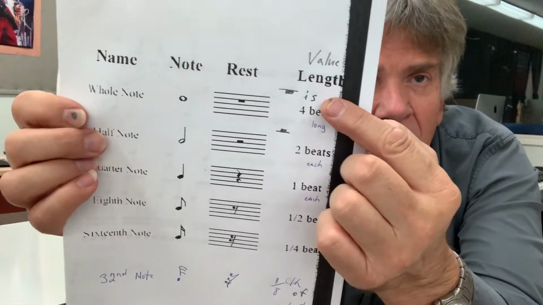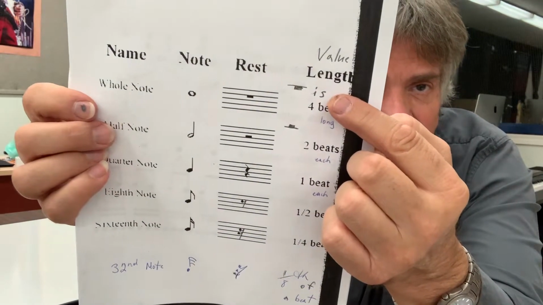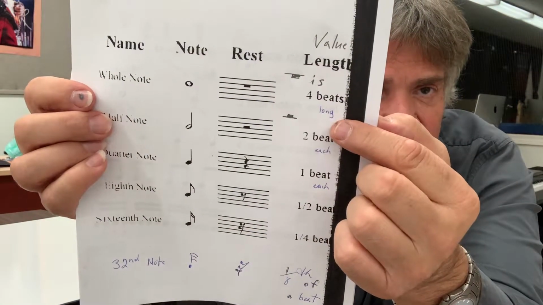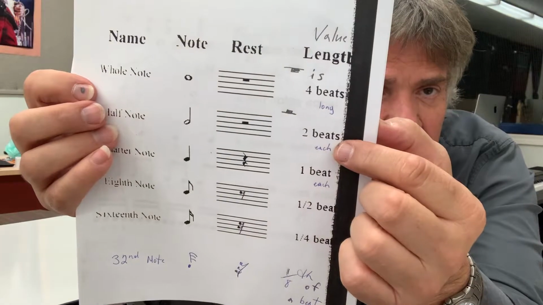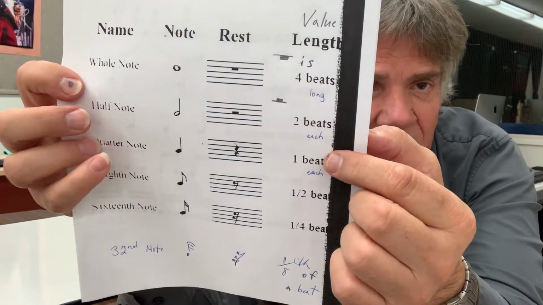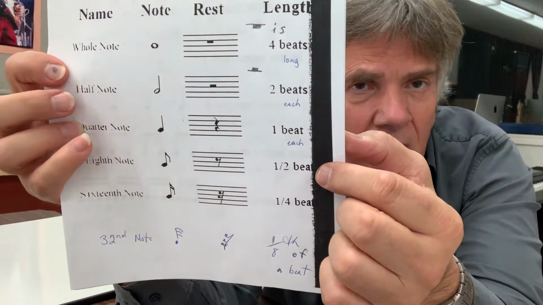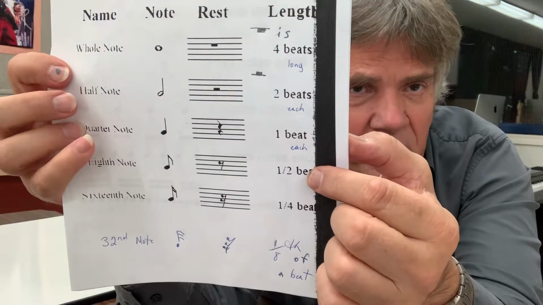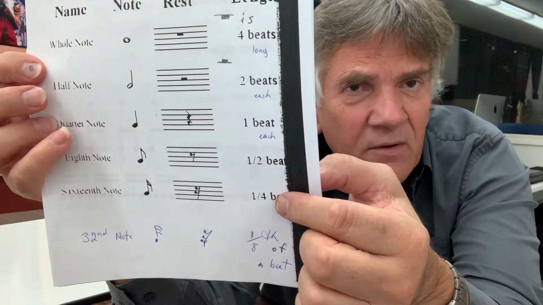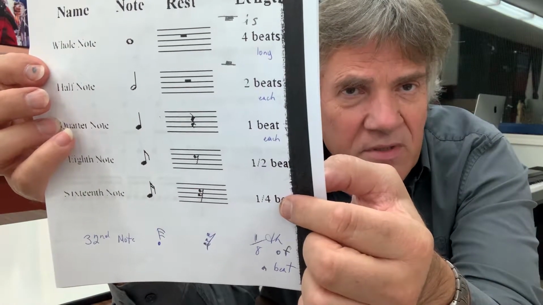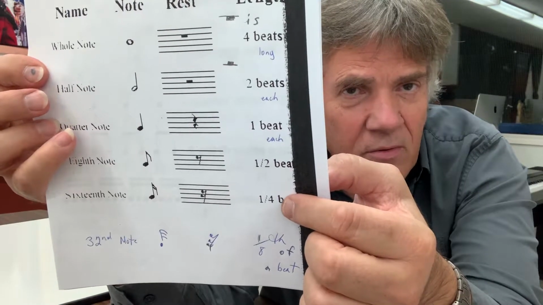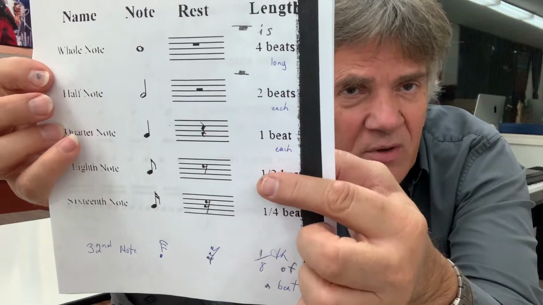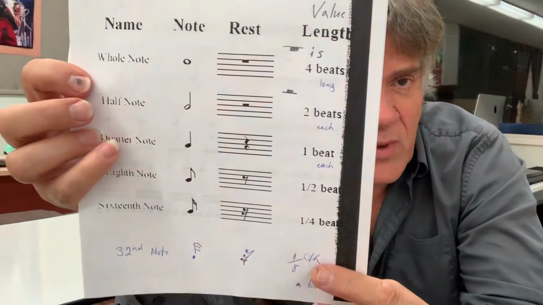Again, a whole note's value is 4 beats. One half note's value is 2 beats. 1 quarter note value is 1 beat. An eighth note is worth half of a beat. 16th note is worth 1/4 of a beat. So it's twice as fast or twice as short. Always the one that's below is twice as short as the one above.